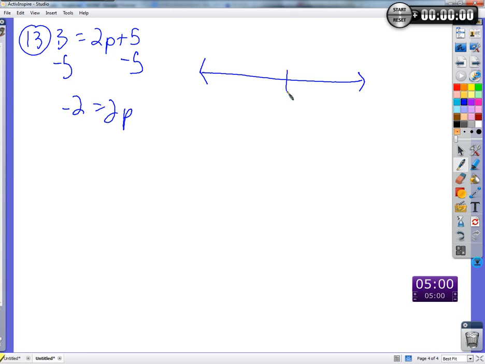To represent 3, we can look at this number line. 0. Here's 3. And then minus 5 would be to go back. 3, 4, 5. So negative 1. Don't get mixed up on that. Okay?